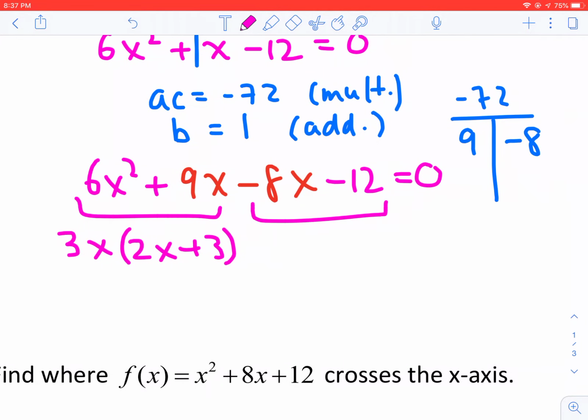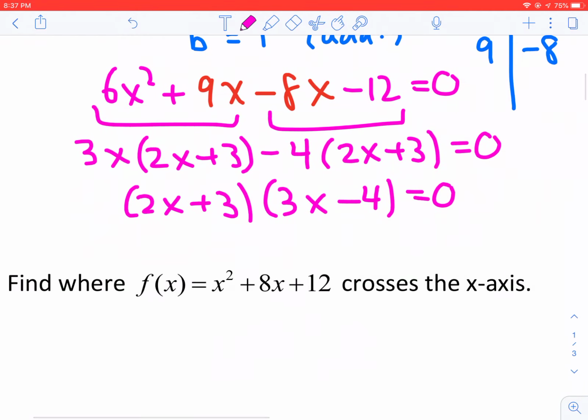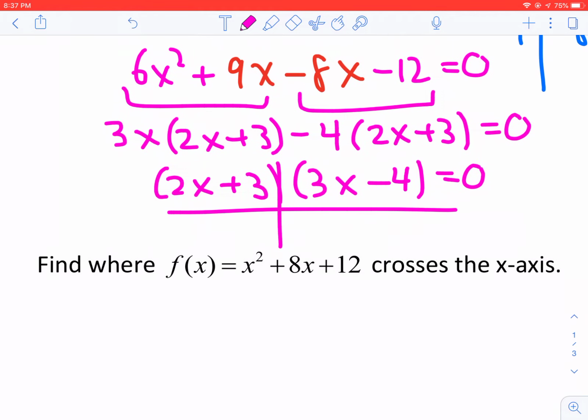Alright, GCF of negative 8 and negative 12. If that's negative, we're going to pull out a negative with it. So I'm going to factor out a negative 4. And that's going to be 2x plus 3 as well. And these two better be the same. We can pull out a 2x plus 3 times 3x minus 4 equals 0. Tee it off and solve.